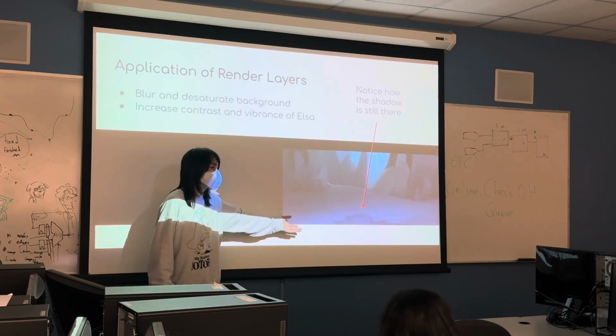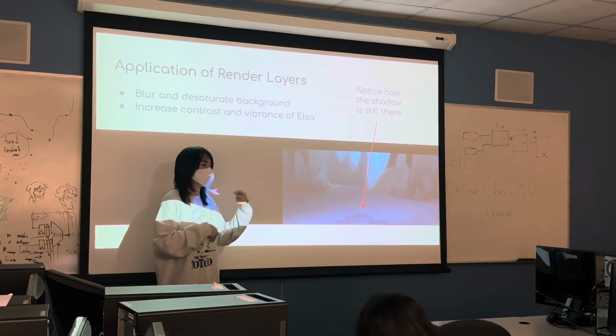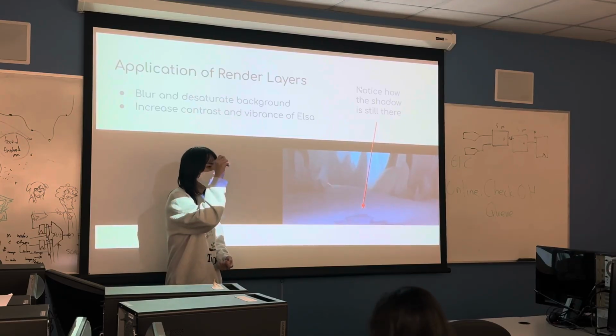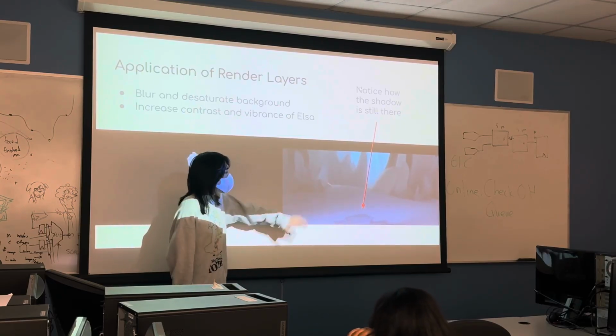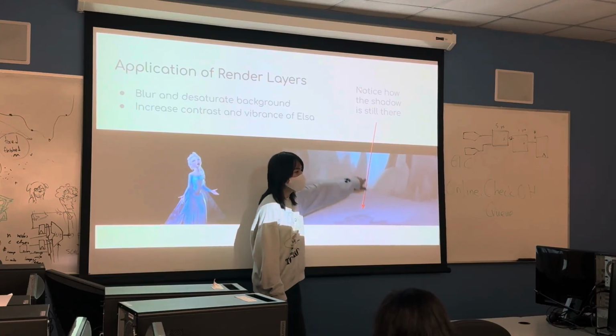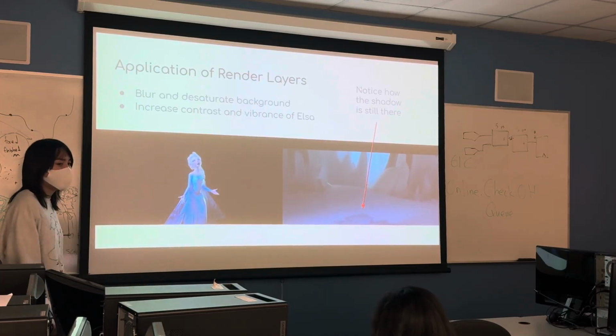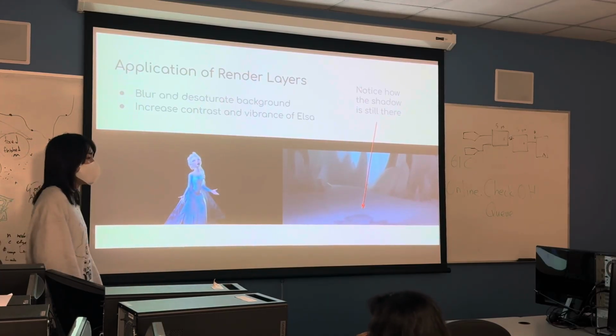However, if I don't want that shadow, you can also turn it off. There are certain shaders and settings you can use to cut it out. You can also matte out, let's say I want to cut out just Elsa's silhouette, you can also do that. So you can do a lot of things with render layers. But yeah, does that answer your question? Cool.